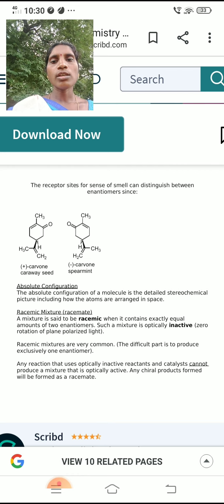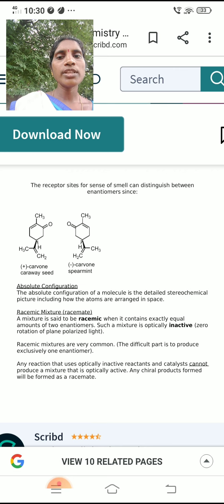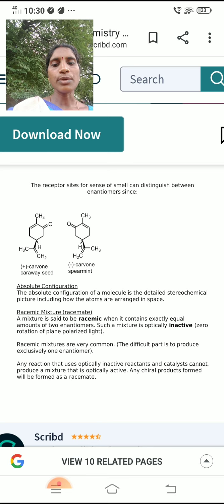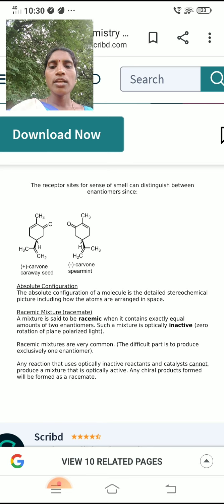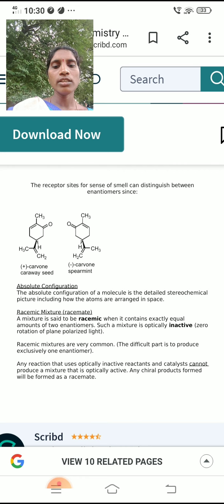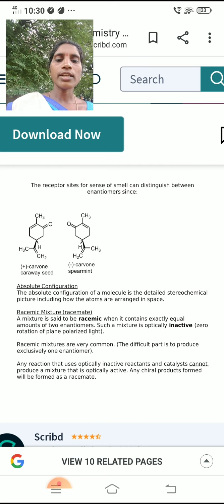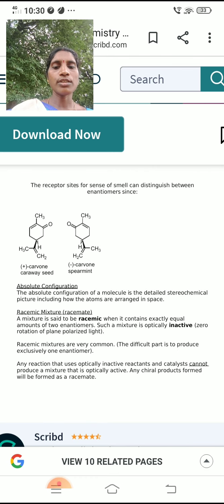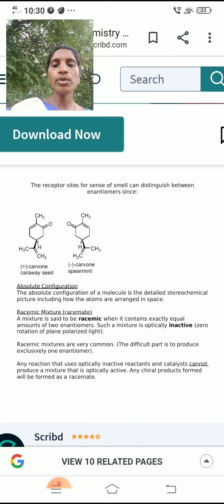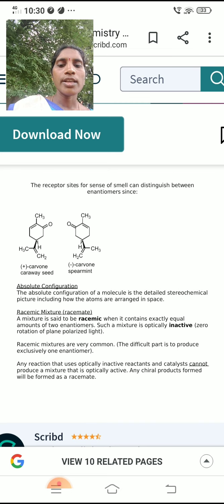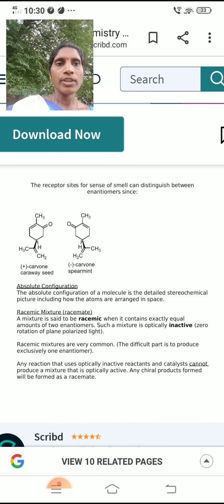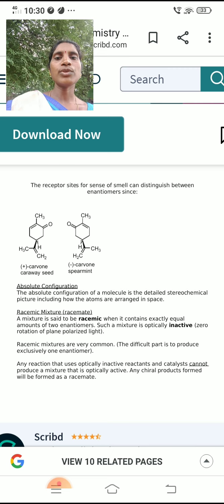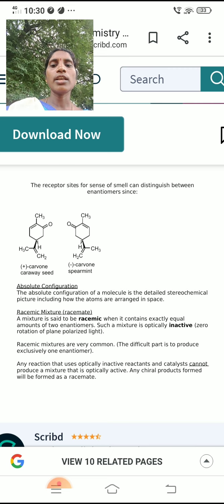The racemic mixture is optically inactive. That means the net optical rotation of the racemic mixture is 0. Any reaction that uses optically inactive reactants and catalysts cannot produce a mixture that is optically active. Any chiral products will be formed as a racemate. So, in the racemization process, an optically active compound is converted into an optically inactive compound.